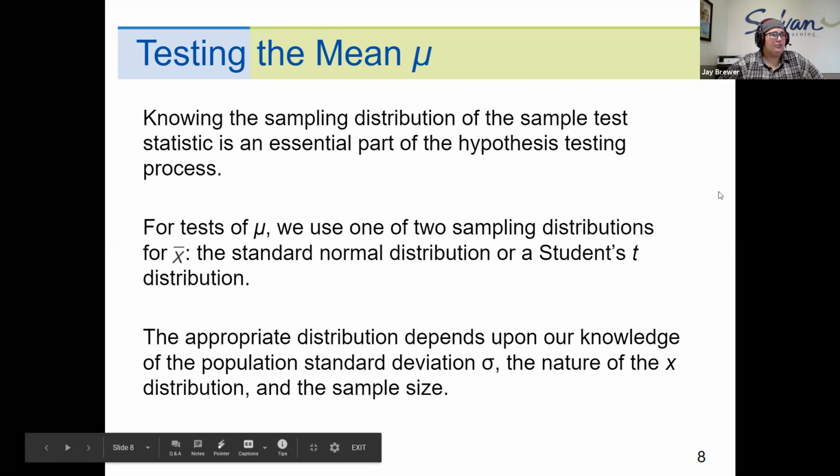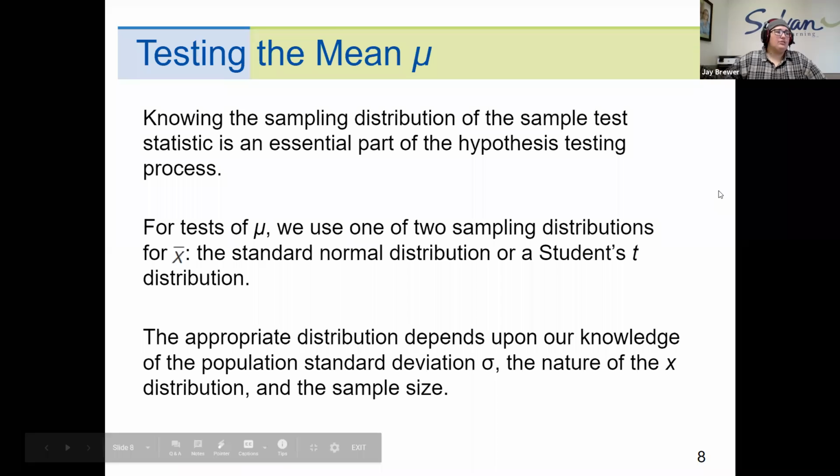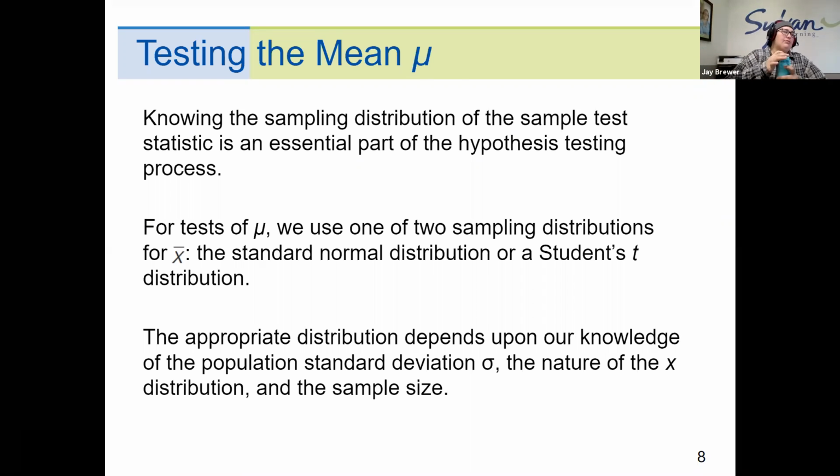Knowing the sampling distribution of a sample test statistic is an essential part of the hypothesis testing process. For tests of the mean, we use one of two sampling distributions for X bar: the standard normal distribution or the Student's t distribution. The appropriate distribution depends upon our knowledge of the population standard deviation, the nature of the X distribution, and the sample size. Part 1: testing the mean when sigma is known. So that must mean we also have to do it with sigma unknown.